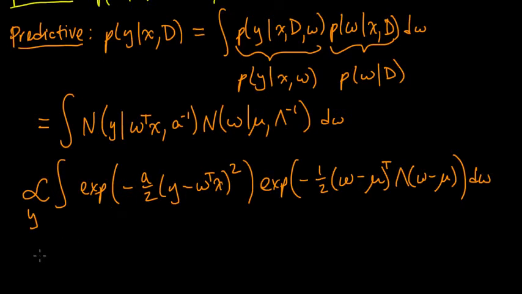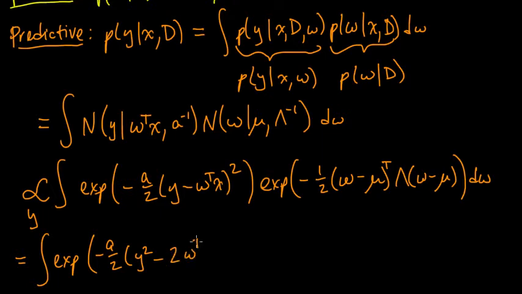Okay, and now let's see, what do we want to do? Let's go ahead and multiply this out and pull these two exponents together. So this is equal to, we'll just multiply this out, minus a over 2 times (y squared minus 2 W transpose x times y plus (W transpose x) squared), minus 1/2.